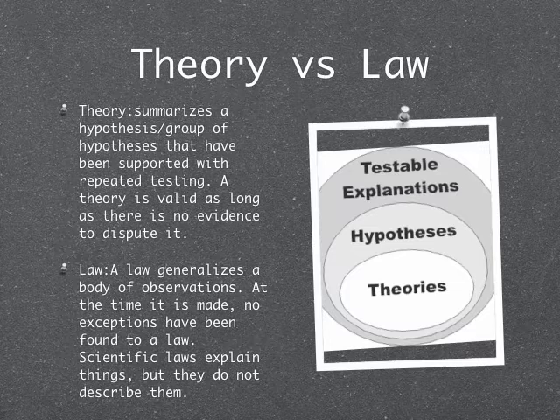A law is a generalized body of observations. At the time that it's made, there are no exceptions that have been found. The scientific law explains things and doesn't just describe things. A law can be proven time and time and time again, and they can't disprove it. So like the law of gravity. It's not a theory of gravity, it's the law of gravity. If I jump up, I'm going to fall back down.